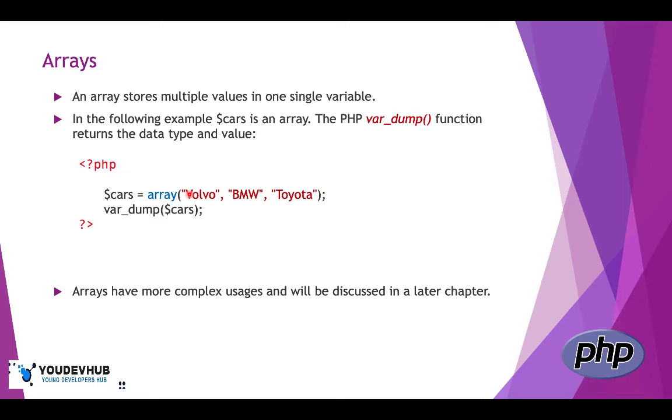Arrays. An array is something like a container or a box for housing multiple values in a single variable. In the example below, we have a variable of cars which stores an array of types of cars. We have Volvo, BMW, and Toyota. If we use var_dump to print out the cars, we can see what it is going to be. Arrays have more complex usage and we will discuss them in a later chapter. But let us go to our text editor and see what this is going to give us.